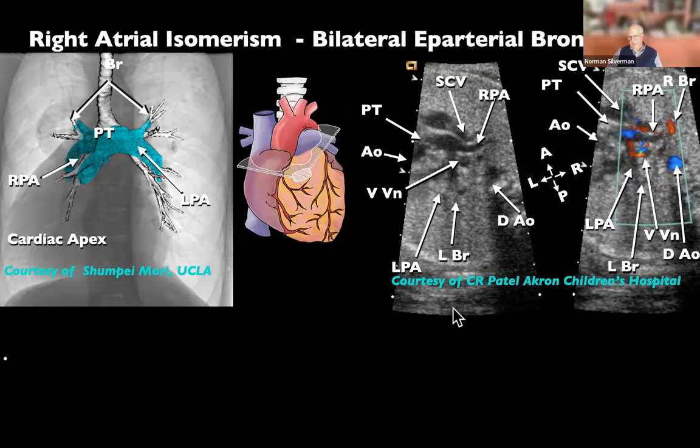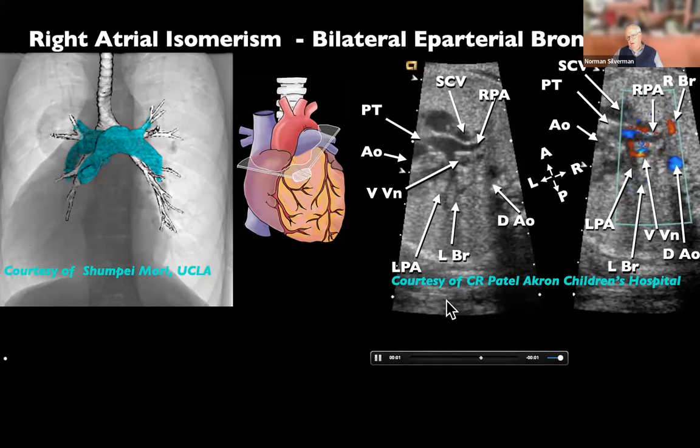And I have this example to show that you can actually see this in the fetus. This example is from my friend, Dr. C.R. Patel from Akron Children's Hospital. And he sent me these beautiful pictures showing an example of right isomerism. And here you can see the symmetrical pulmonary arteries, okay? And you can actually see bronchi below this over here.